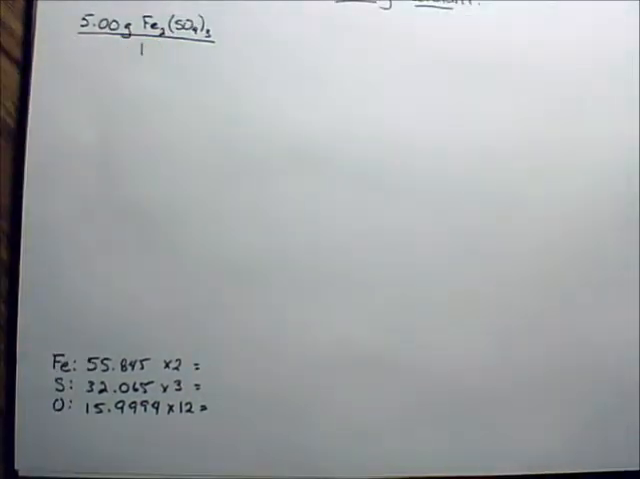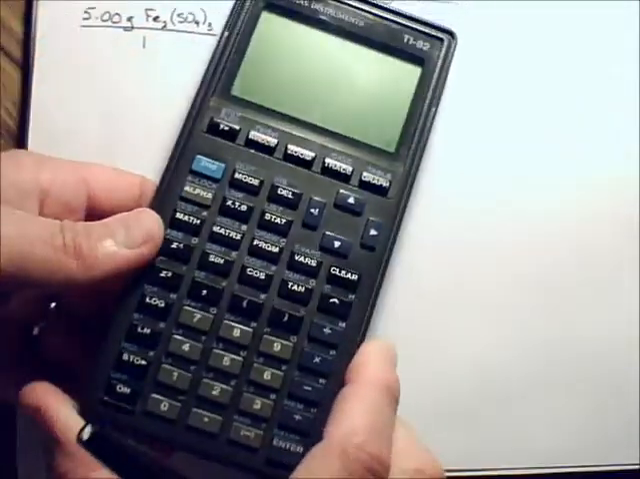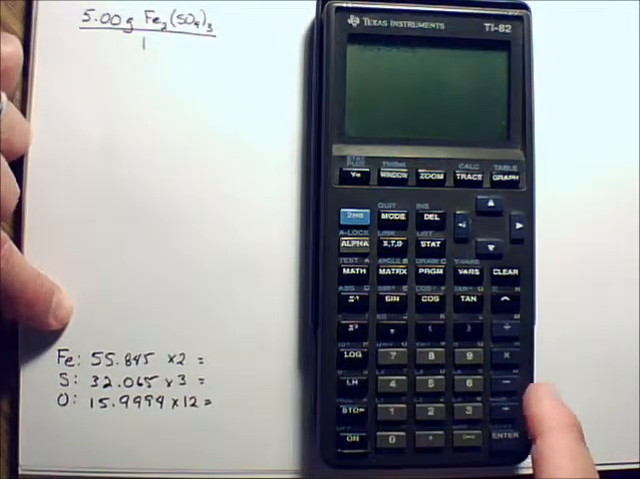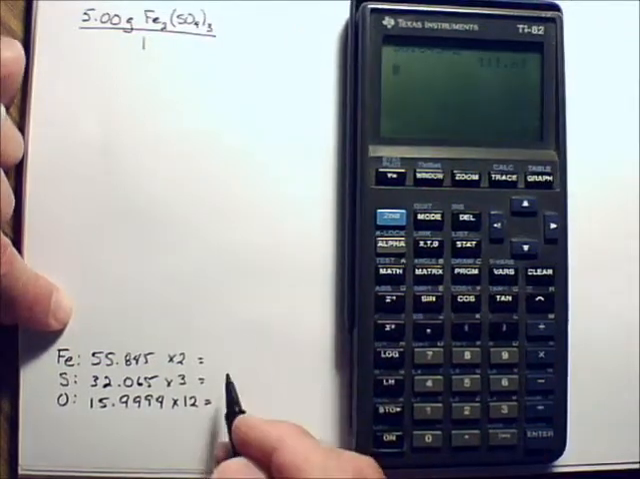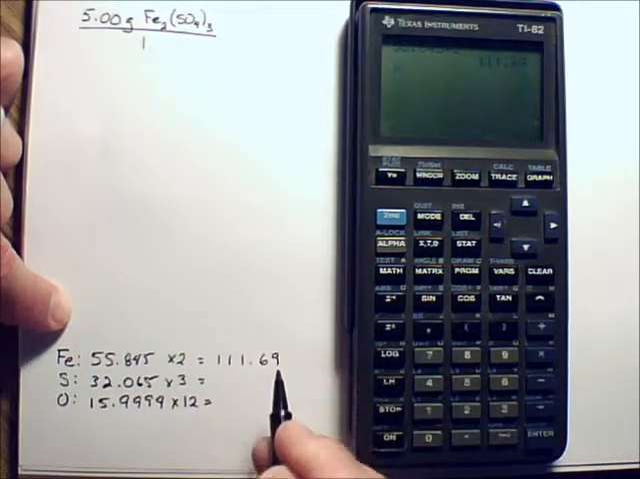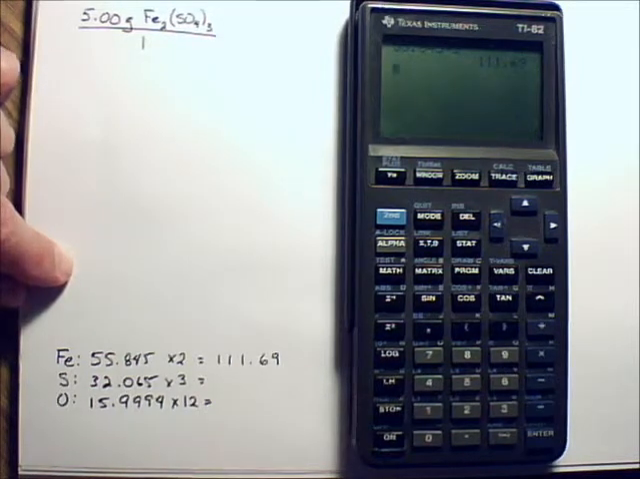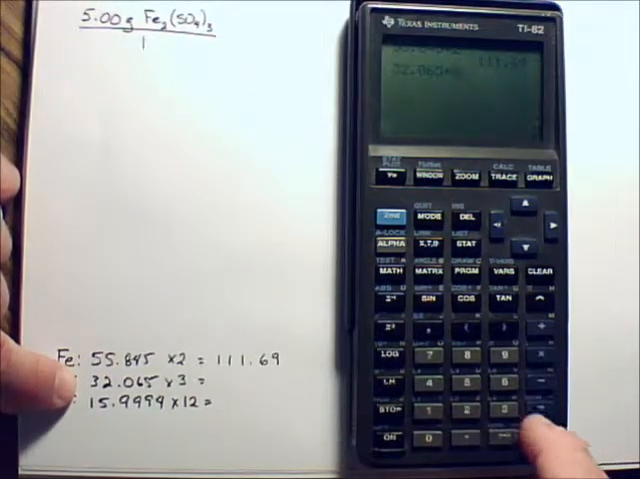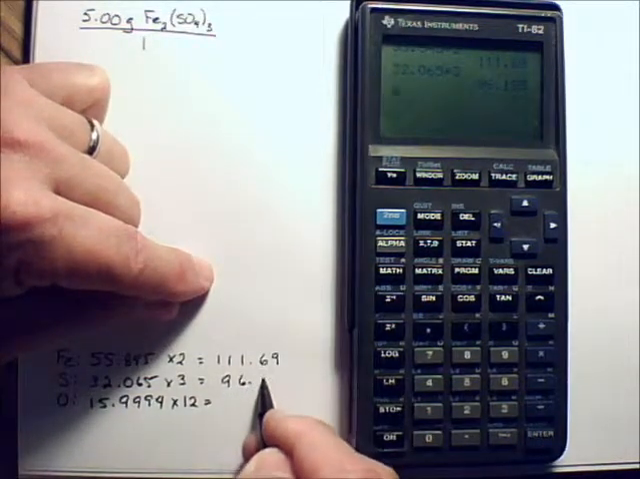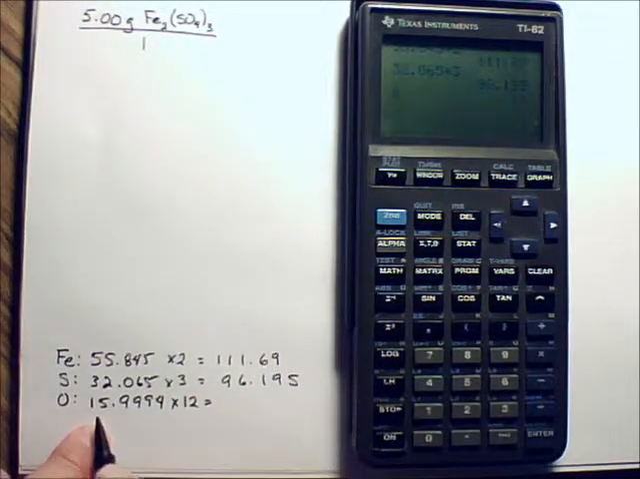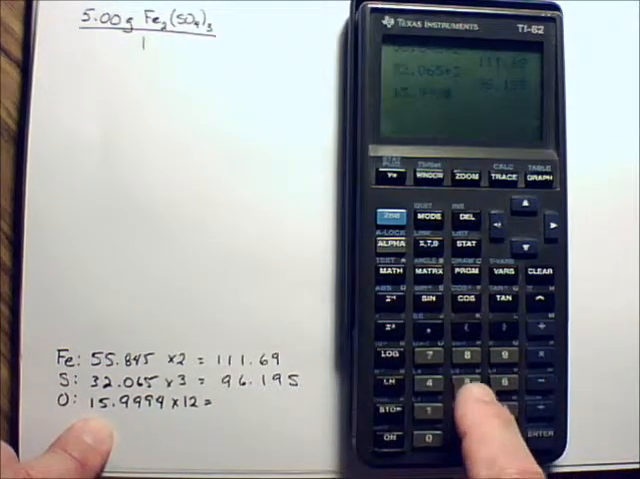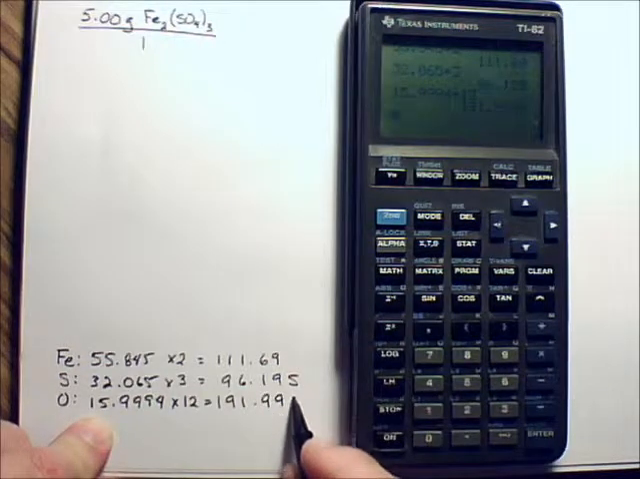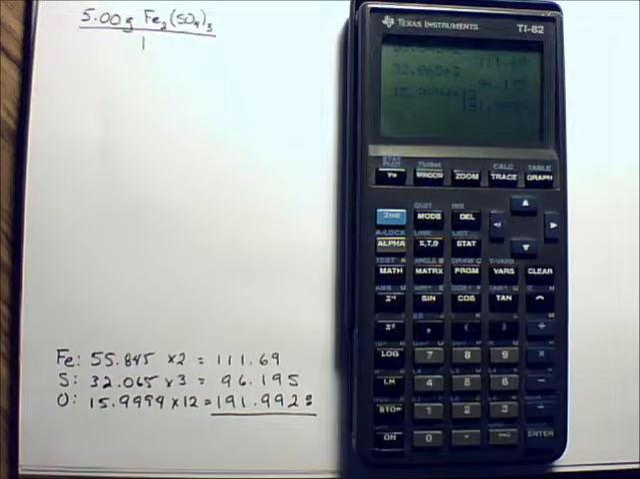Now I'm ready to start doing some math. Need your trusty calculator. 55.845 times 2, and I've got 111.69. Now, hearkening back to Unit 1, I'm trying to write this so I can keep all the digits lined up neatly for rounding purposes, with significant digits. Then 32.065 times 3, and I get 96.195. And then 15.9994 times 12, and I get 191.9928.